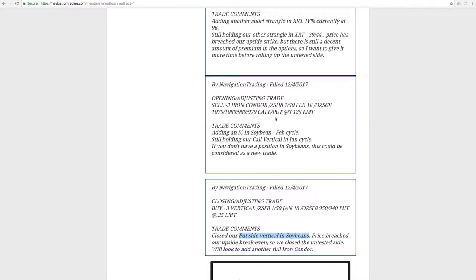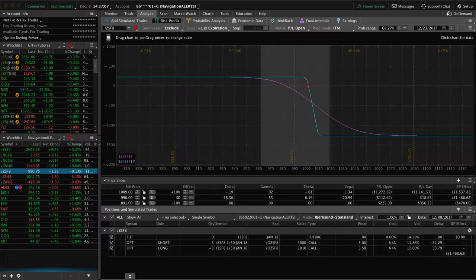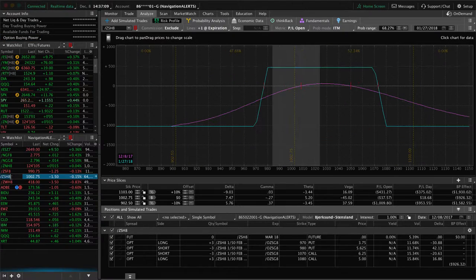And then right after that, we sent out another alert, an opening adjusting trade where we added another iron condor in soybeans in the February cycle. So this is the other piece of that. Price still in our range, just waiting for some more time and theta decay before we do anything there.